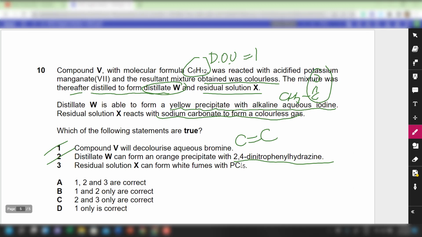Option 3, residue X can form white fumes with PCl5. This is correct as well. Why is that the case? Because X is likely to be a carboxylic acid, and a carboxylic acid contains the hydroxyl group, which will react very readily with the electron deficient phosphorus center of PCl5. So in the process, it will be replaced with Cl to give you the acyl chloride. So option 3 is also correct. So 1, 2, 3 correct. So I will pick option A as the answer to question 10.